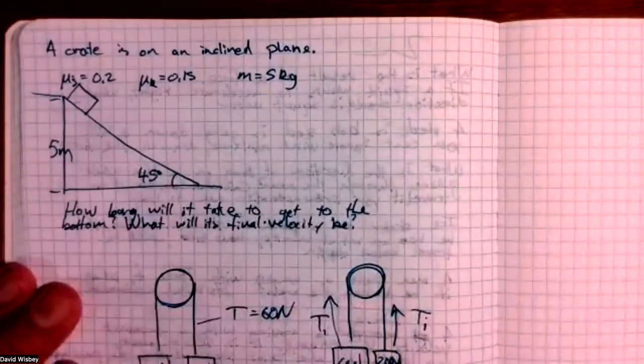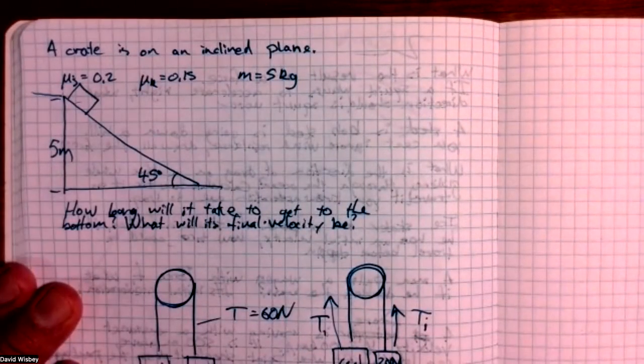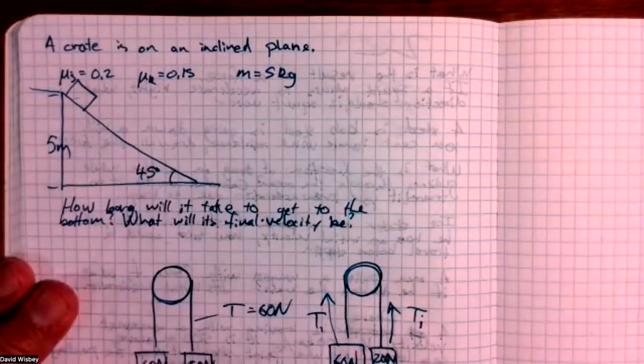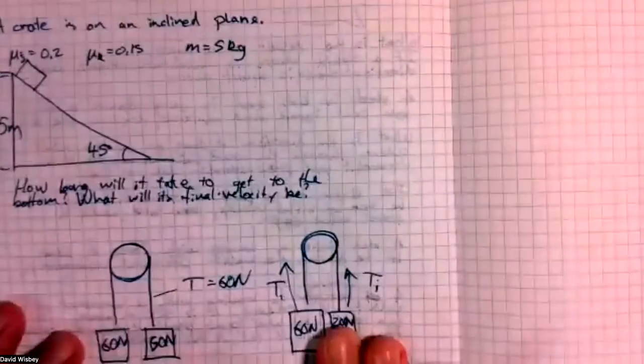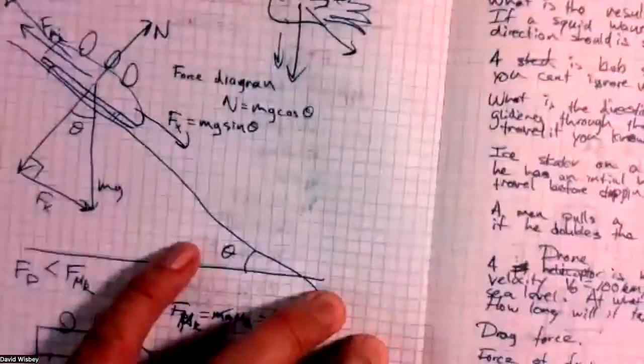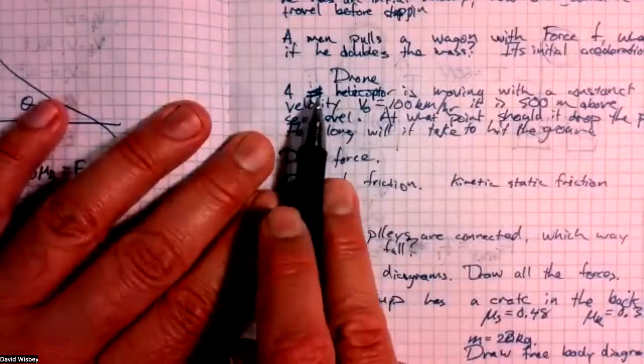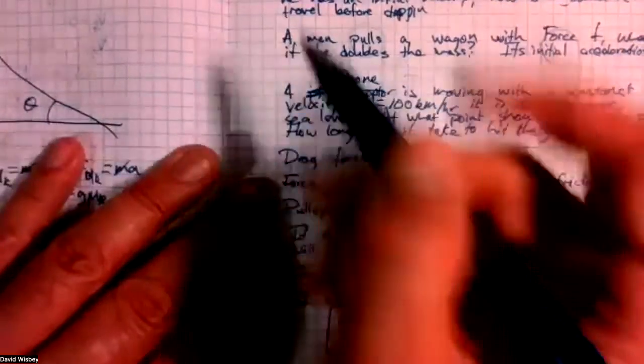Then for the last part, let's see here. If we have a crate on an inclined plane. Oh, actually, there's one other problem I wanted to talk about. This is an important problem. So let's look at this problem here.